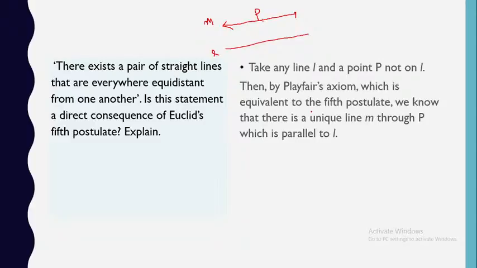Here we are given that these lines are equidistant from each other. So do you remember how we will calculate the distance of a point from a line? We will take the perpendicular distance. So we will draw a perpendicular from the point and we will measure this. Okay, this is the distance between a point and a line.